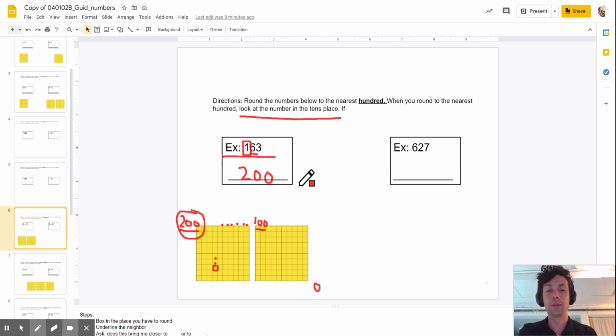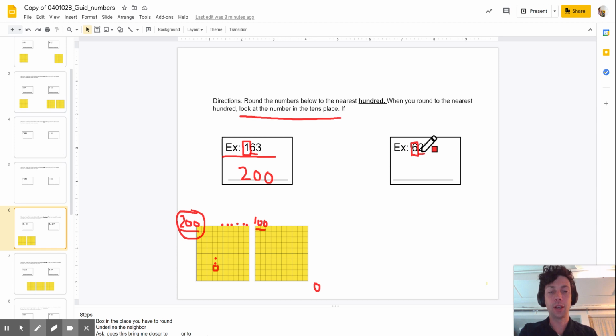Okay, let's take the same steps here quickly. We won't draw it on the base 10 pieces because that's too much to draw. So let's take our four steps. We're going to box in and underline this number 627 to the nearest 100. We're asking, is this going to go up to 700 or go down to 600?